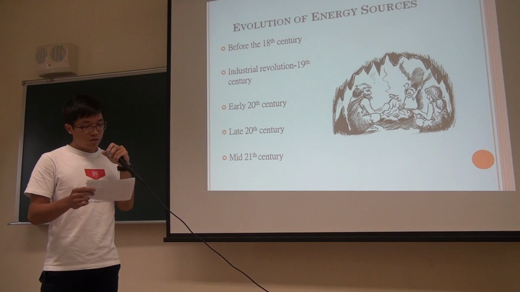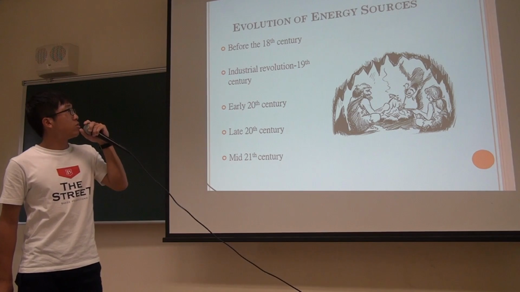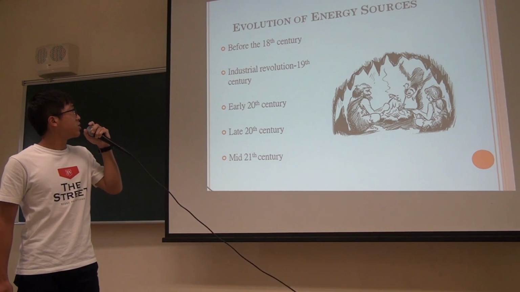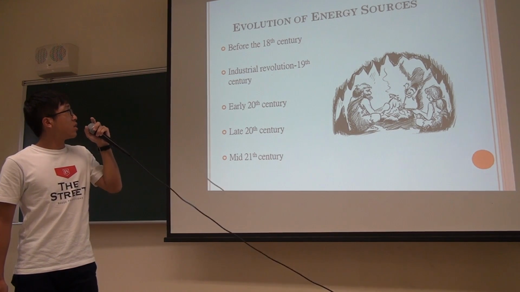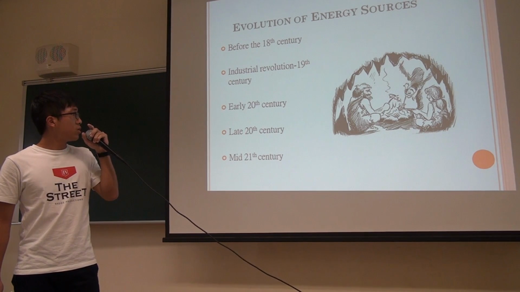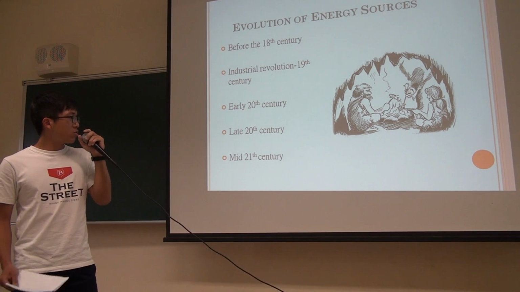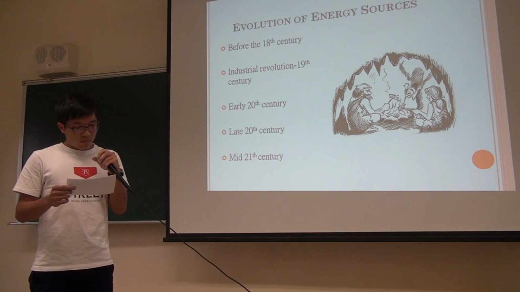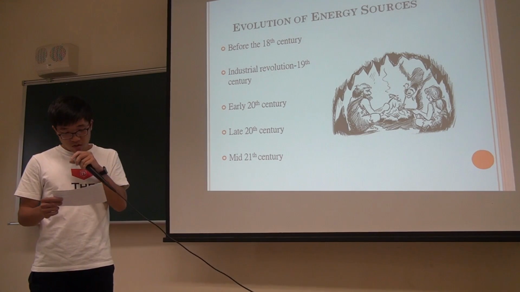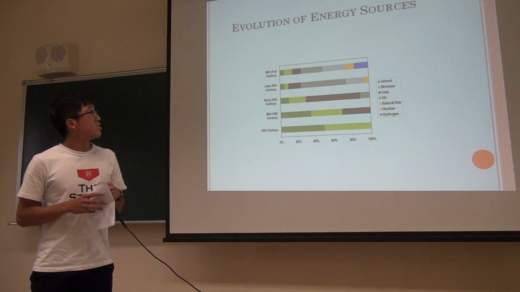So next, I'm going to talk about the evolution of energy sources, and I divided it into 5 parts: before the 18th century, the Industrial Revolution, early 20th century, late 20th century, and mid 21st century. I'm going to show you the chart. Here's the chart.